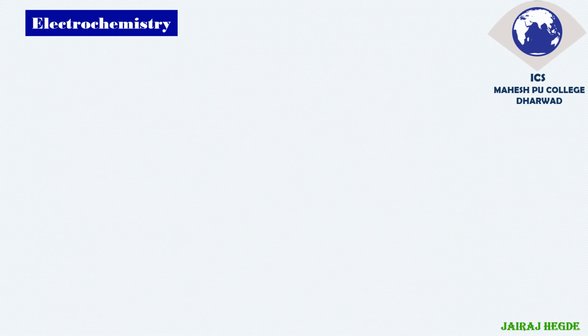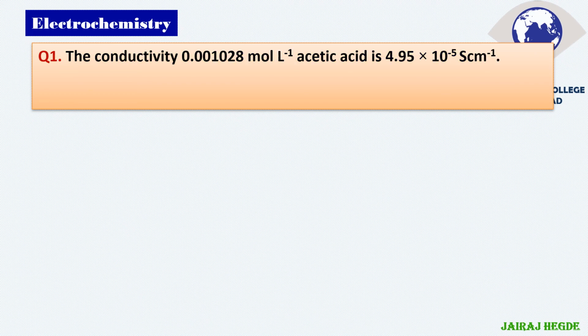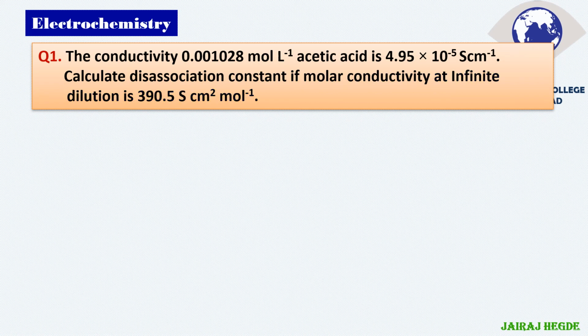Let us go for question number 1. The conductivity of 0.00128 mole per liter acetic acid is 4.95 into 10 power minus 5 Siemens per centimeter. They have given specific conductance or conductivity for this concentration. Calculate the dissociation constant if the molar conductivity at infinite dilution, lambda m naught, is given.